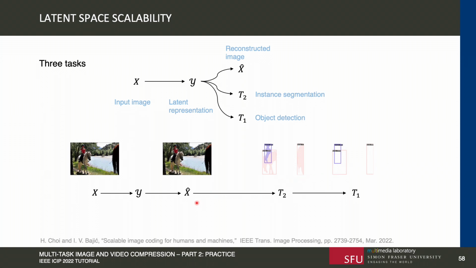So looking at this Markov chain from Y to X hat to T2 to T1, we conclude that the latent representation Y carries more information about the reconstructed input image X hat than it does about segmentation masks, and in turn this information is larger than the information it carries about detection results. So using this conclusion, we can now structure the latent space according to this concept of latent space scalability again to support these three tasks efficiently.